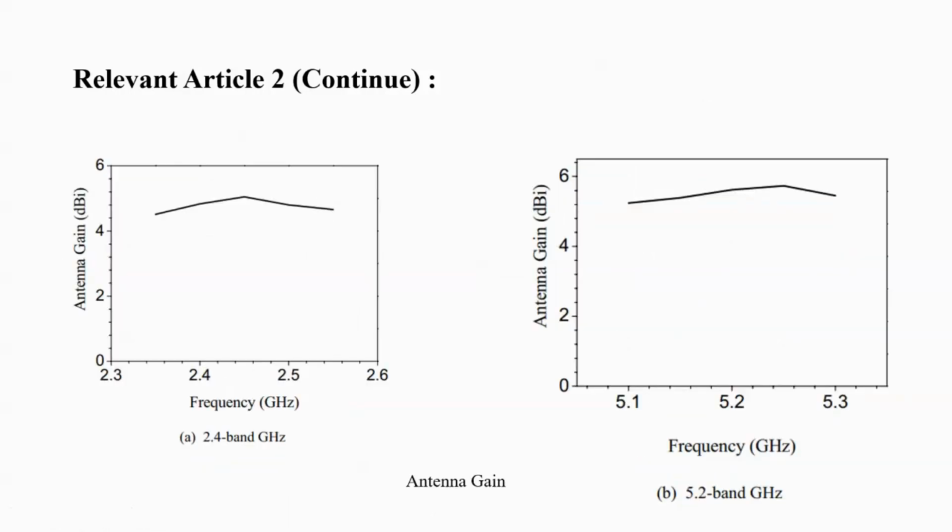And the next parameter we will see is the antenna gain for both bands. You can see the 2.4 GHz band and the 5.2 GHz band on the right side. It is clearly seen that the measured gains are higher than 4.55 decibel and 5.2 decibel in the 2.4 GHz and 5.2 GHz operation bands respectively. So you can see the 2.4 here is more than 4.55 decibel, and the 5.2 is around 5.24 decibel. This is the measurement.